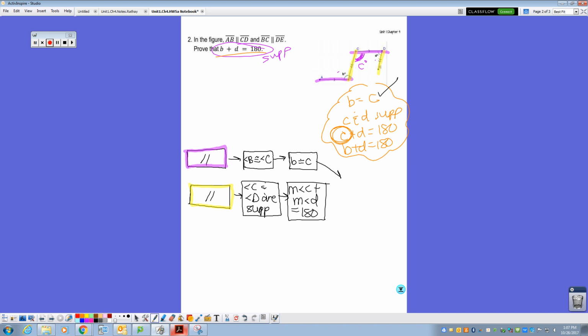Now we have two equations. And I just kind of did exactly what I said we didn't have to do. So we don't have to say measure of angle C and measure of angle D because they gave us those measurements. It's just C plus D is 180. And if B is equal to C, then we can replace this with a B, and we're left with B plus D equals 180, which is what they asked us to prove.